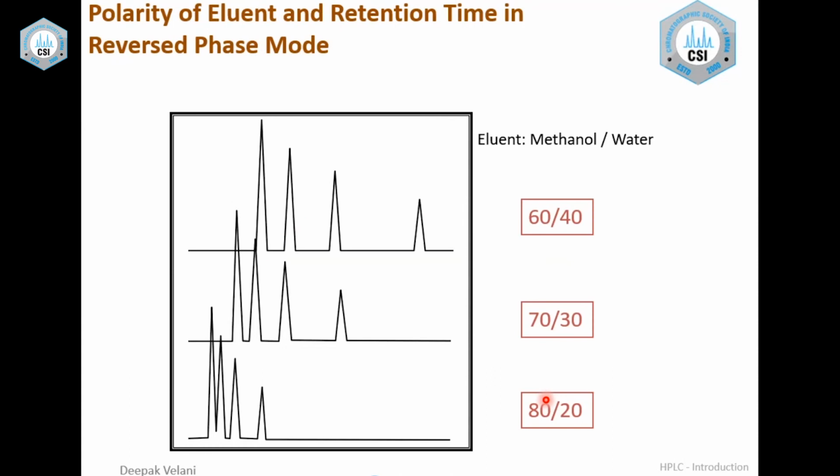This is again the impact of the polarity. Methanol is comparatively non-polar, and water is comparatively polar. So as we increase the water composition, water is more polar. So as we increase the non-polar composition, it gives you a better reduction in the runtimes.